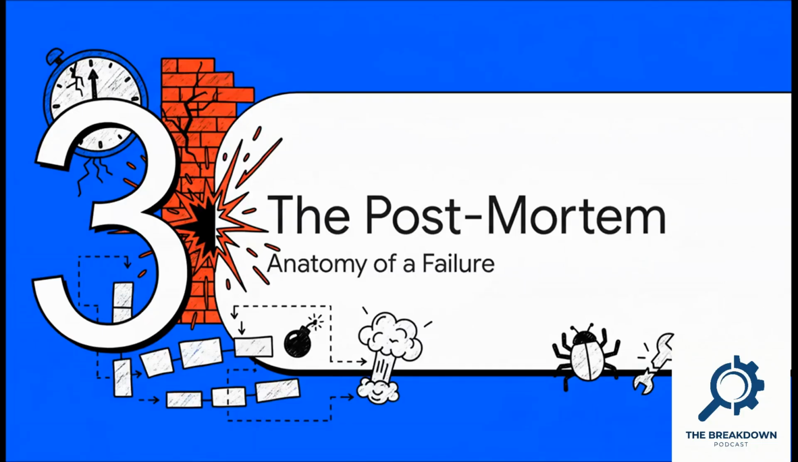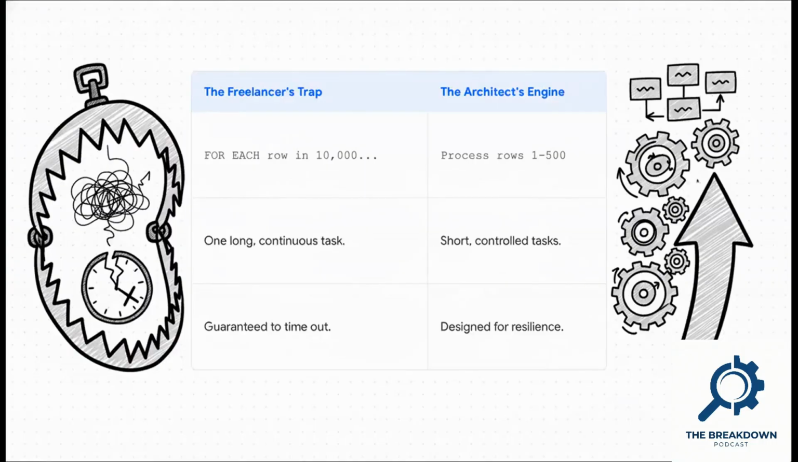So how in the world do so many projects end up slamming right into this wall? Let's do a little postmortem here and break down exactly how the typical approach leads directly to failure. Over on the left, you've got the freelancer's trap. It's so simple, right? A single loop to process 10,000 rows. And yeah, it works fine on 100 test rows. But at scale, it's just one long continuous task that is absolutely guaranteed to time out. It's a structural failure waiting to happen.